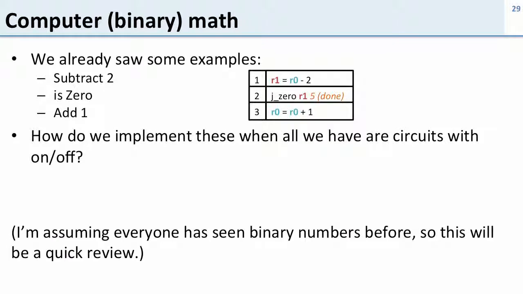Now I'm assuming, as I said, everybody's seen a little bit of this before, so this should be just a quick review. If you haven't seen this sort of binary math before, you're going to want to go and review it on your own as well.